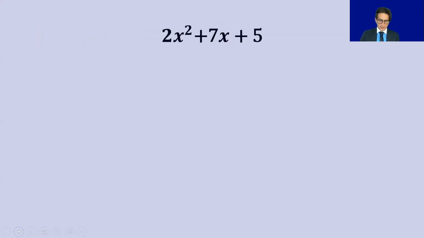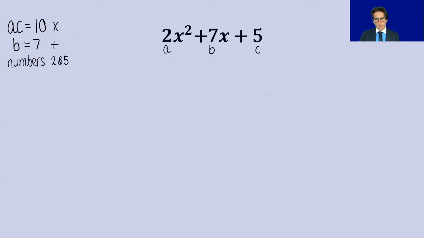So here's an example. Here we have a is equal to 2, b is equal to 7, c is equal to 5. So AC will be 2 times 5, which is 10, and b is 7. So we want two numbers that times to make 10 and add to make 7. Those two numbers, hopefully we can spot, are 2 and 5. So what we do now is we rewrite this expression, splitting that middle 7x in terms of those two numbers we found. Okay, so the expression hasn't changed. 2x squared plus 2x plus 5x plus 5 is still 2x squared plus 7x plus 5. I've just rewritten it in terms of those two numbers that I knew were going to be important.